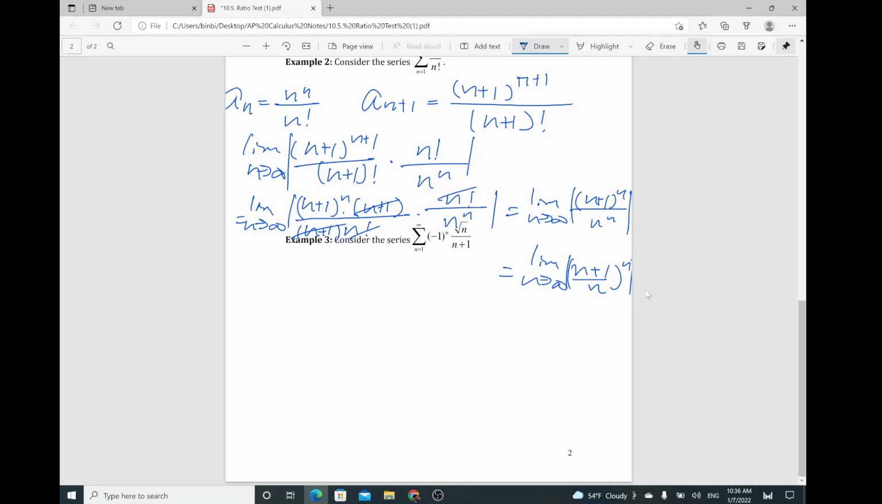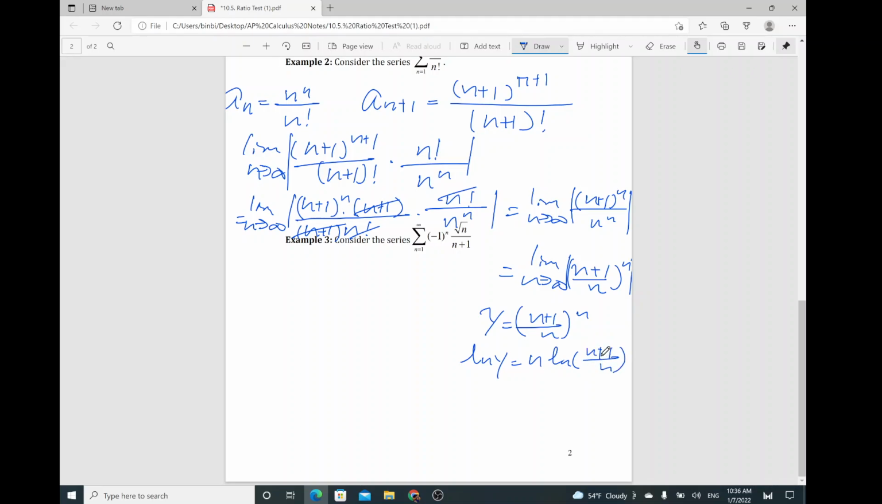So going back to what we did with L'Hopital's rule, this one we can always set y equals n plus 1 over n. And then we can take the natural log on both sides to bring down the power. So this one you got to be very careful. So let's say y equals n plus 1 to the power of n over n to the power of n. And then take the natural log on both sides, so you can bring down the power.